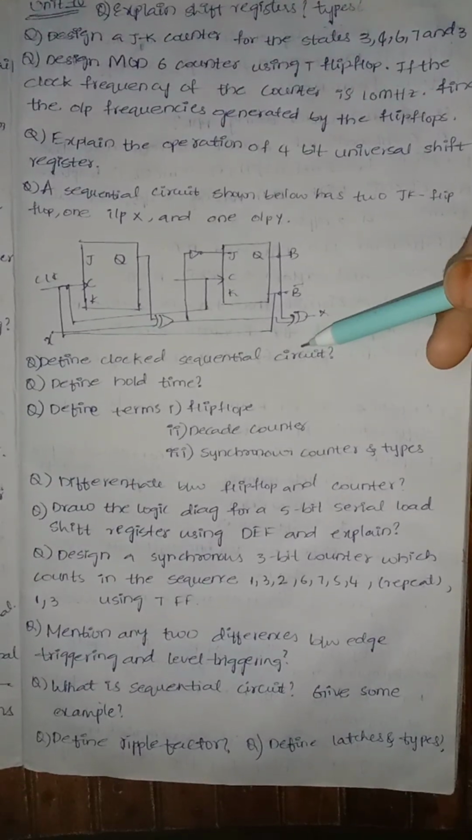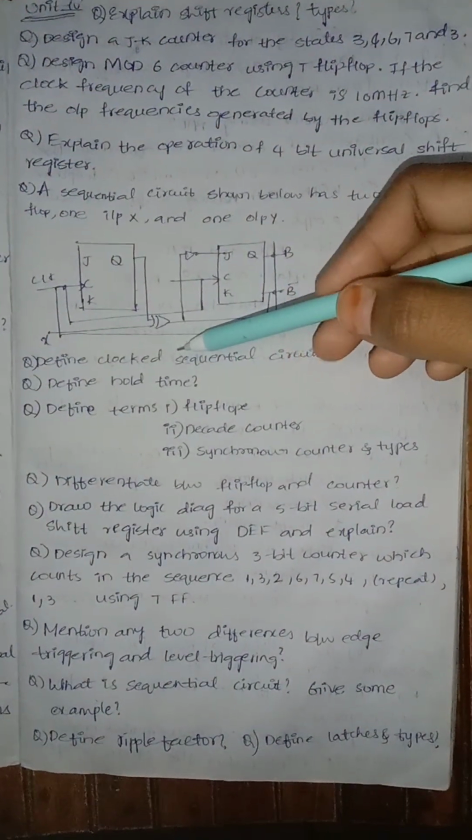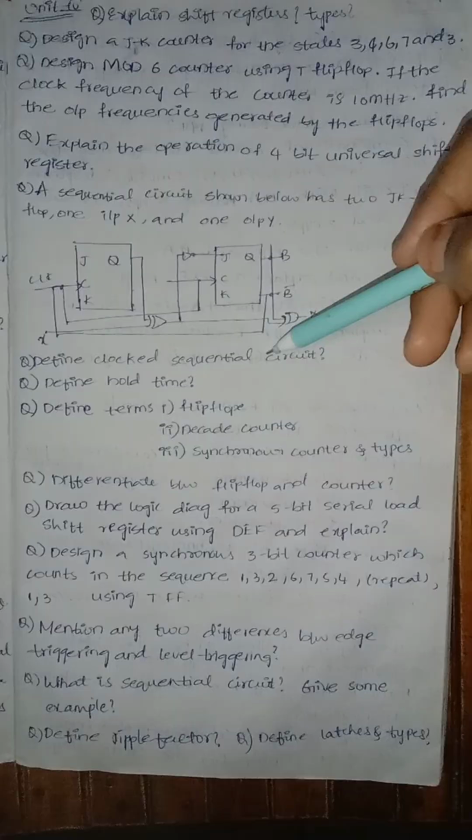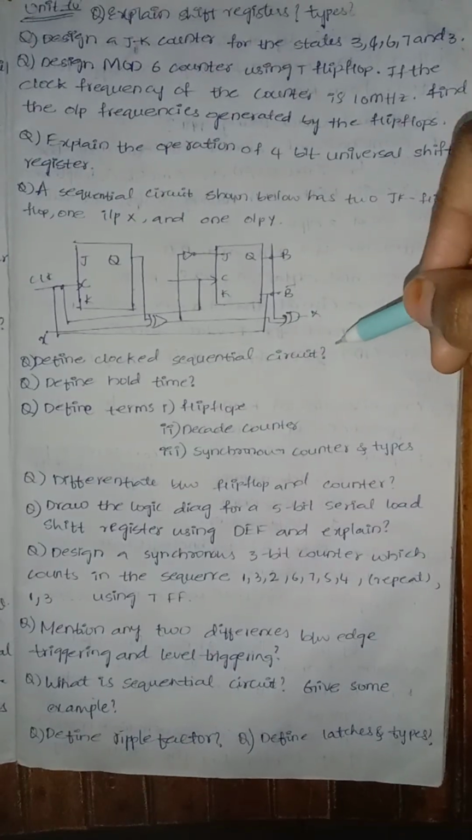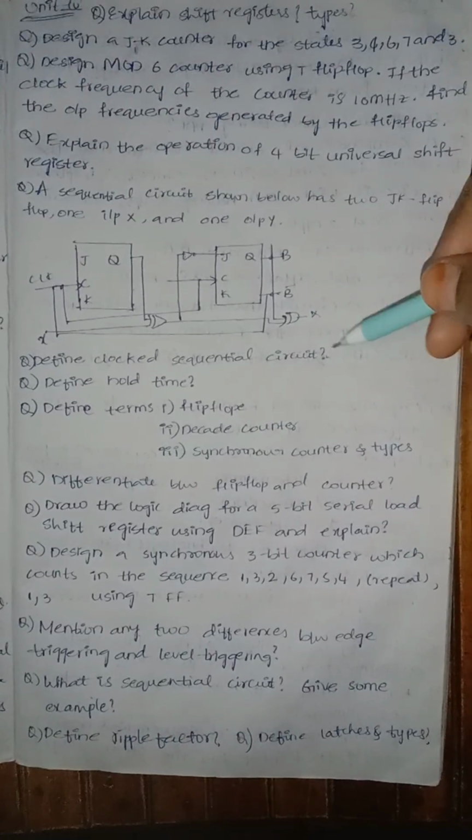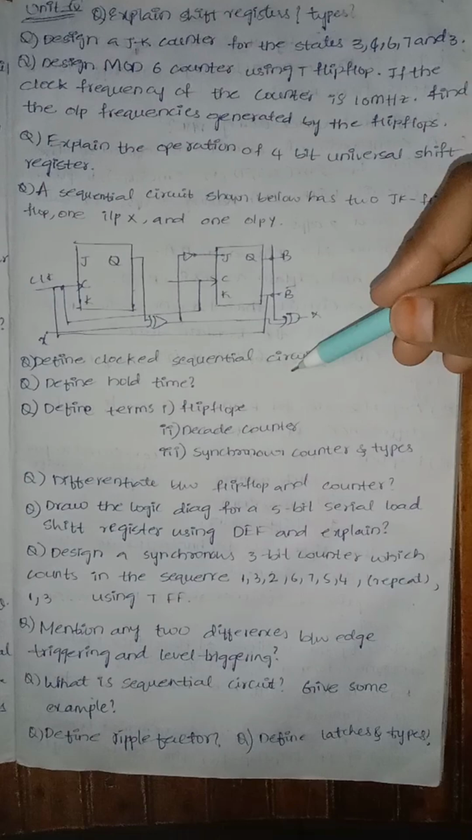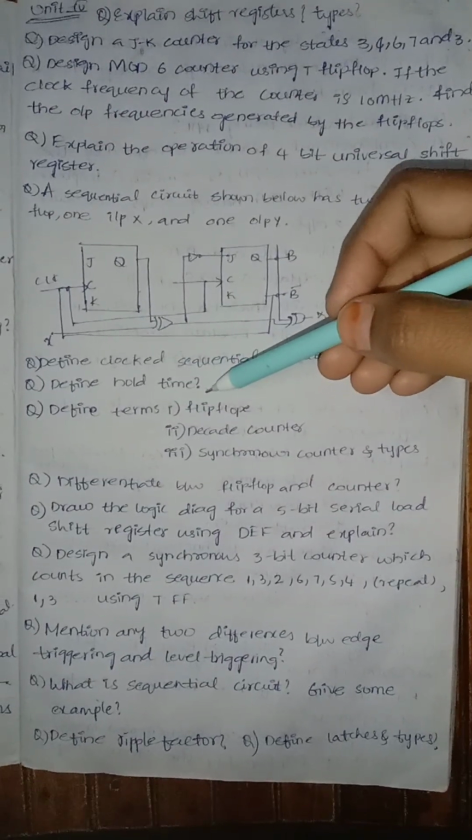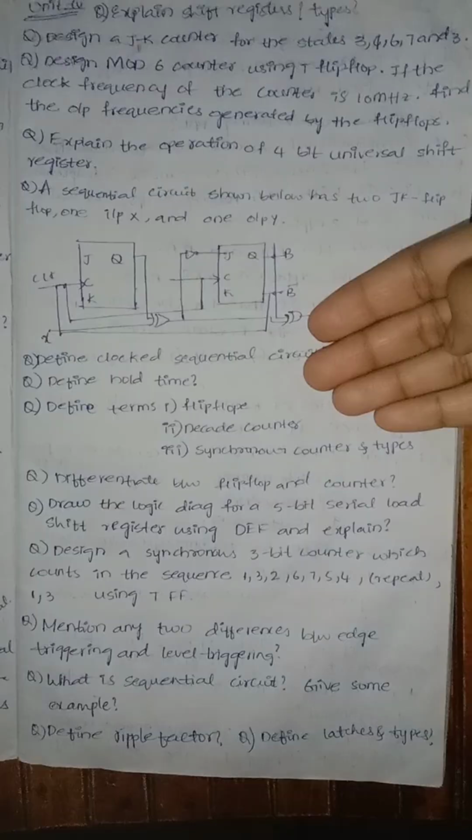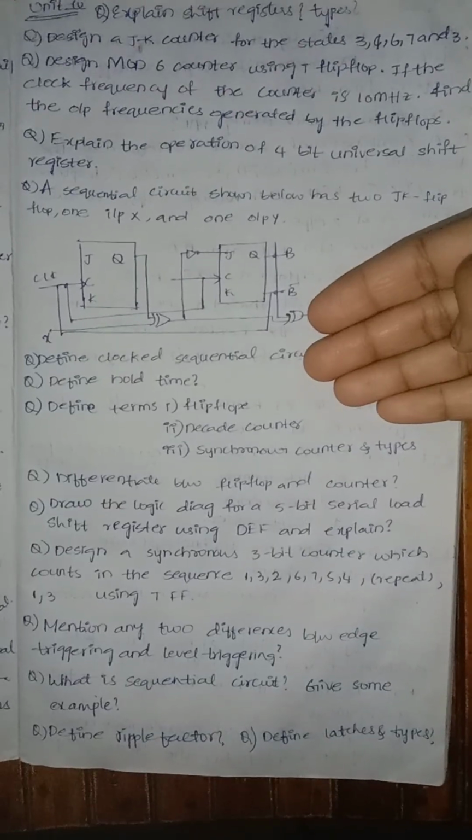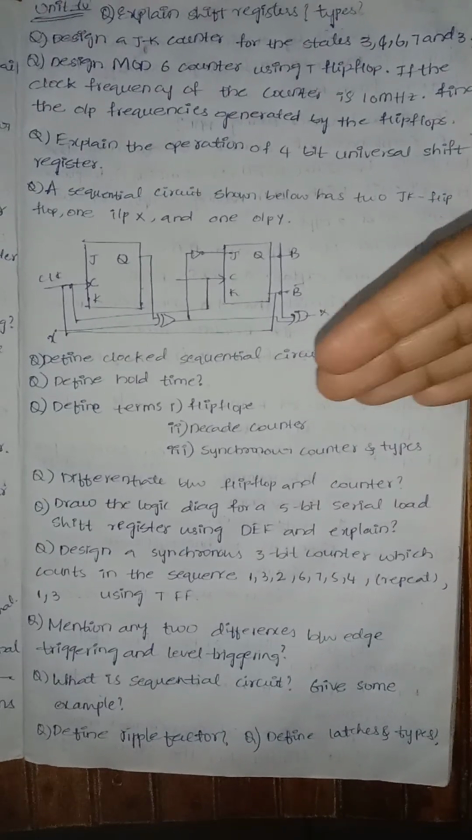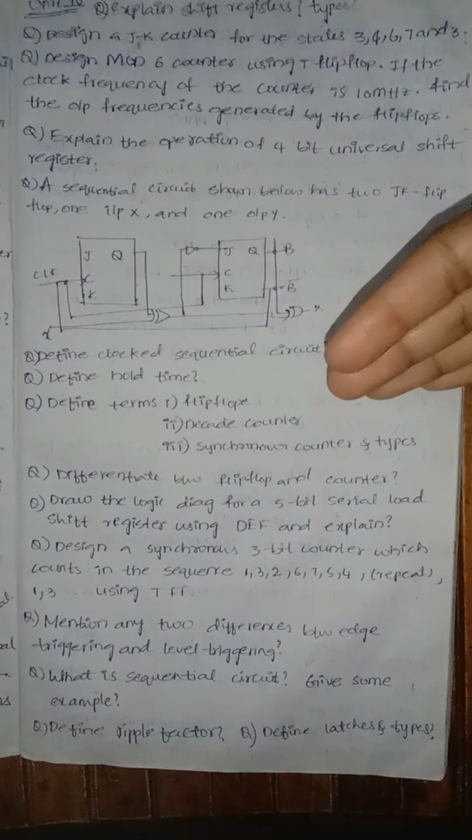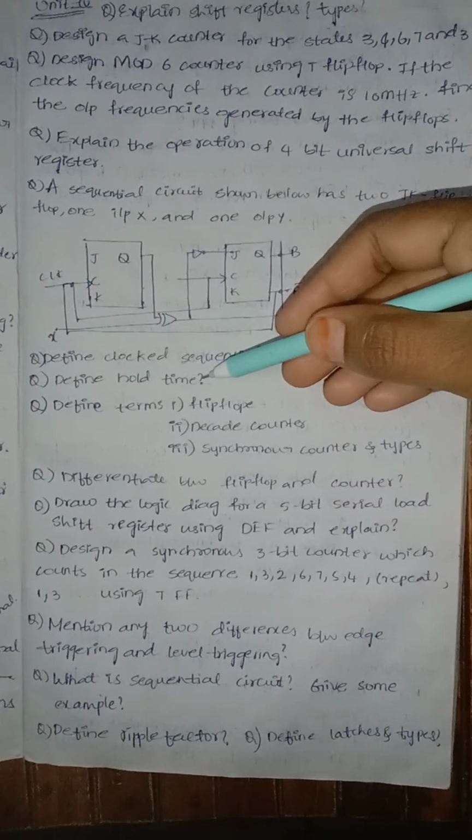Sequential circuit with a clock. Explain it in detail. By using a clock, we can implement this concept. Hold time. It is the waiting time for input values. Hold time is nothing but the waiting time for a particular input or clock pulse, known as hold time, waiting time.